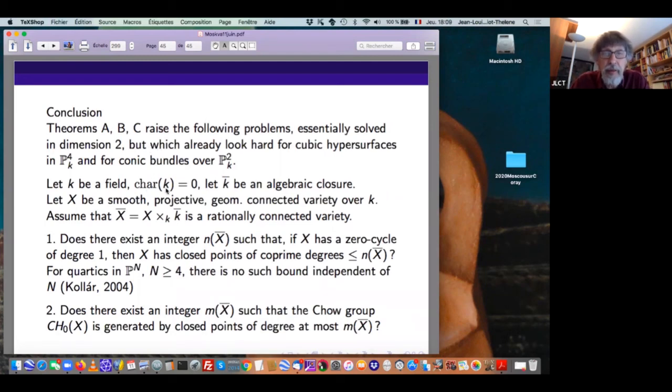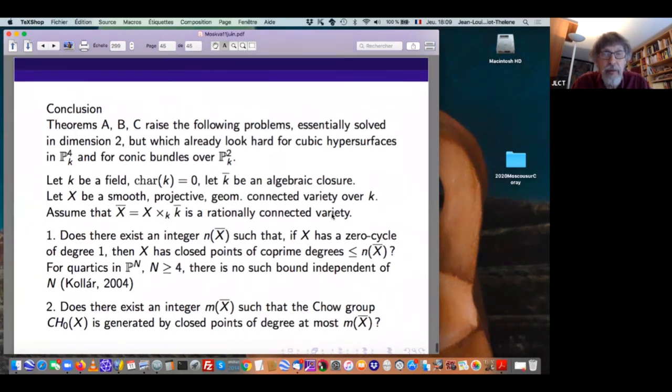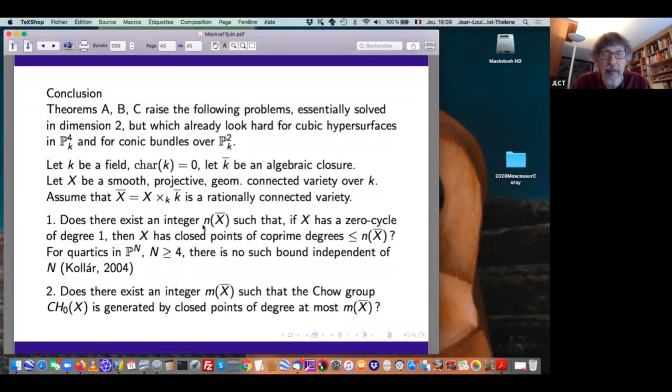You take a field K of characteristic 0, and K bar an algebraic closure of K, and you consider a smooth projective geometrically connected variety X, which geometrically is a rationally connected variety. Then the first question is: is there an integer n, depending only on the geometry of X bar, such that if X has a zero-cycle of degree 1, then X has closed points of coprime degrees at most n? This is what we have proved here. We haven't proved it for conic bundles, but for conic bundles over P1K, Cora and I proved that many years ago.